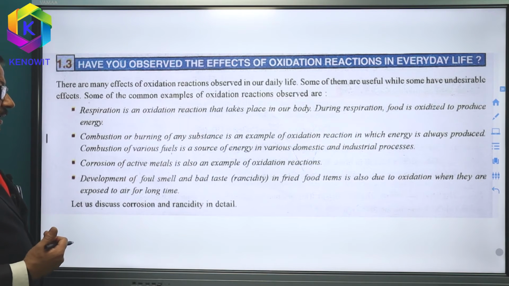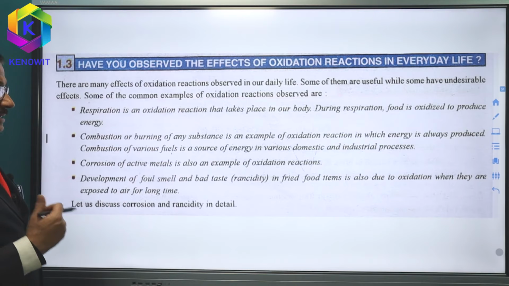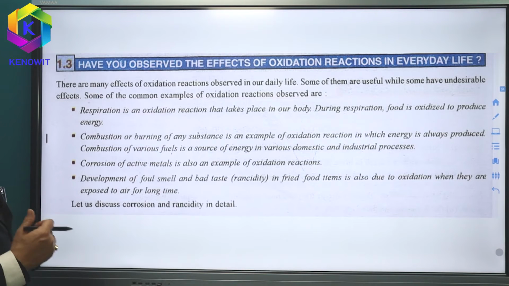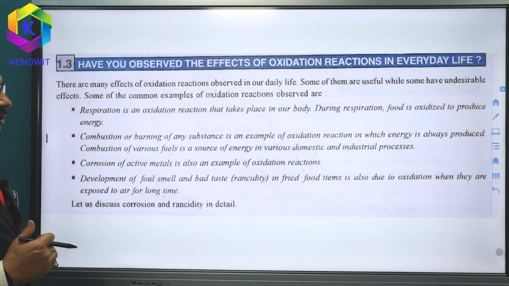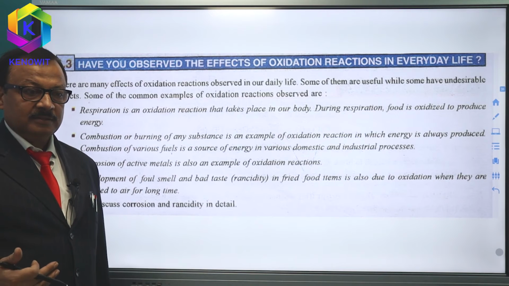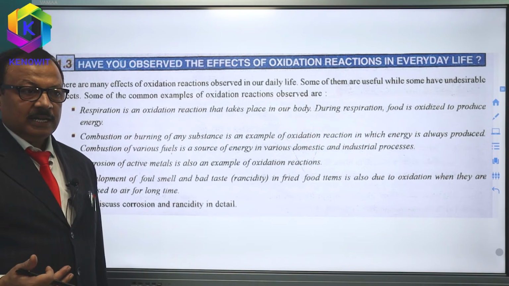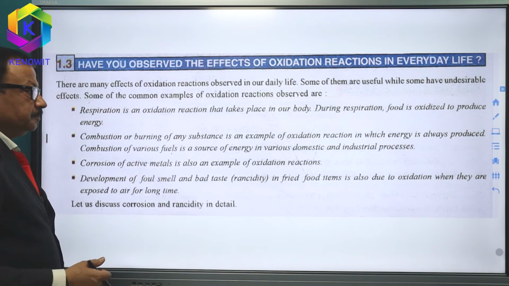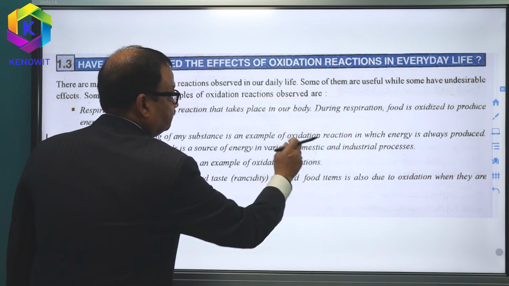Development of foul smell and bad taste, rancidity, in fried food items is also due to oxidation, because due to oxidation the cooked food materials combine with oxygen and lose their nutrient value. That is known as rancidity.